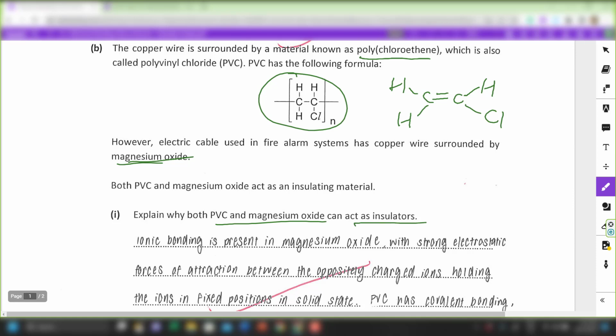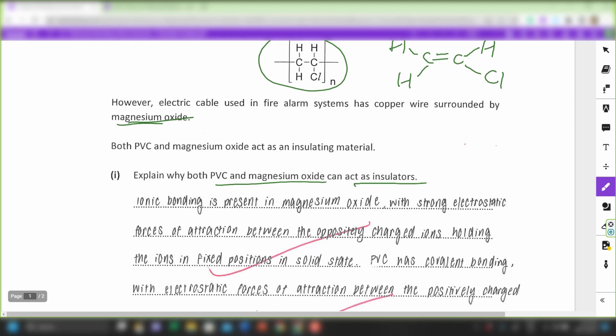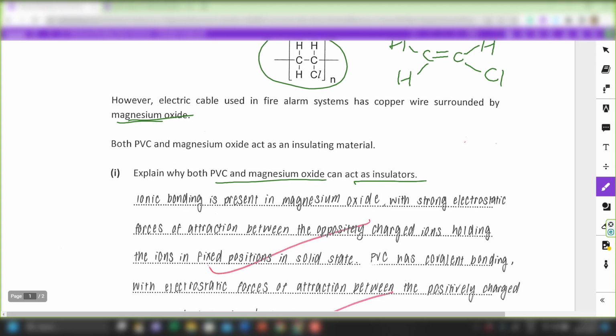Magnesium oxide will be the easiest to explain, because that is essentially what you learn in secondary school, and it appears everywhere in the lecture notes. Basically, in the solid state, the ions are held in fixed positions by the very strong ionic bonding. Because the ions are not mobile, if you apply a potential difference, the ions are not going to move.